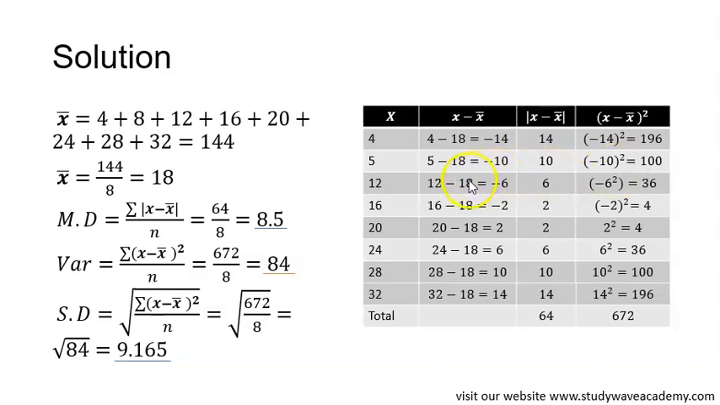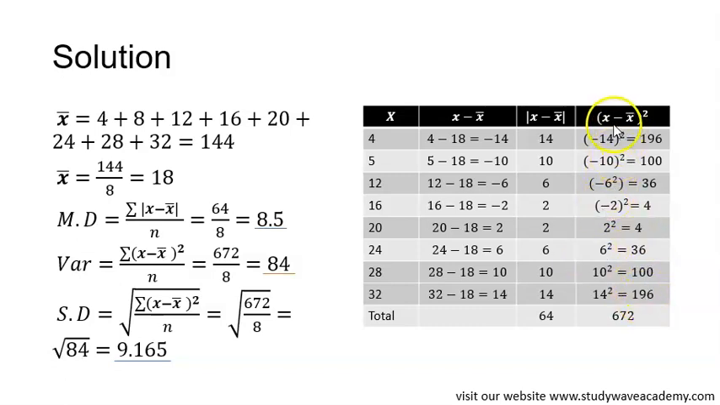right? Minus 6 raised to power 2 is going to give you 36. 6 times 6, not 6 times 2, okay? 6 times 6 is 36. Next, minus 2 raised to power 2 is going to give you 4. Next, 2 raised to power 2 is going to give you 4. 6 raised to power 2 is going to give you 36. 10 raised to power 2 is going to give you 100. And 14 raised to power 2 is going to give you 196.